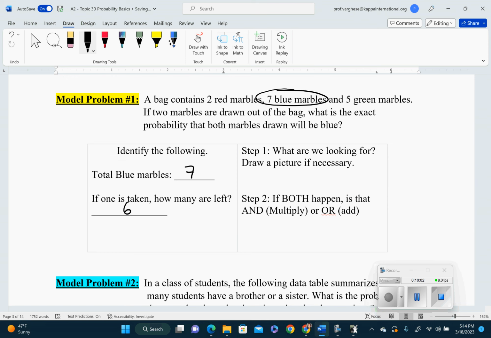So what is it that we're looking for? We could draw a picture if necessary. If both happen, is that and or is that or? So if both of them happen, that is going to be and, so we're going to multiply them. So there are 7 total marbles out of, how many marbles are there altogether? 14. And then if we take one blue out, there's going to be 6 left out of, and now the total is not going to be 14 anymore, because we took one of them out, it's going to be 13.